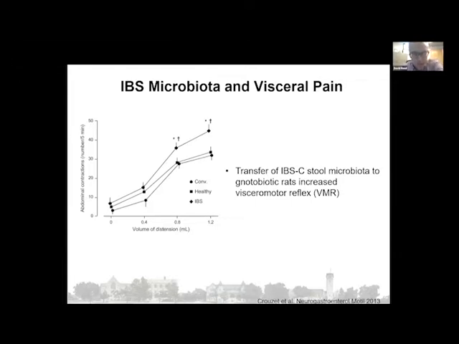And in this graph here, you can see that in the rats that were colonized with the IBS fecal microbiota, there was an increase in the number of abdominal contractions, or an increase in the VMR in these rats, as shown in the black diamonds, compared to rats that were colonized with healthy microbiota, shown in the black squares, or the conventional rats, suggesting that the microbiota may in fact influence pain. Well, what about the mediators that might be secreted by the microbiota?